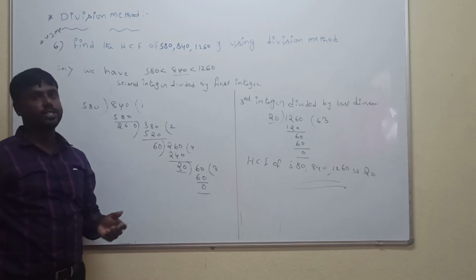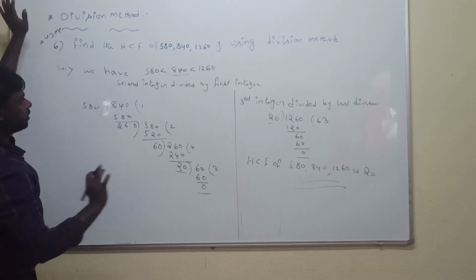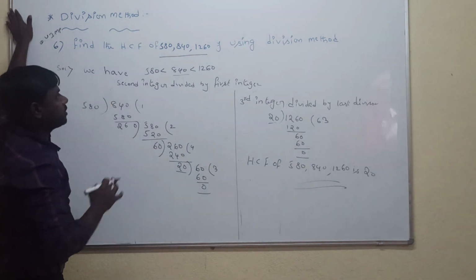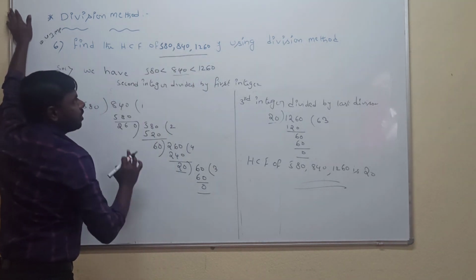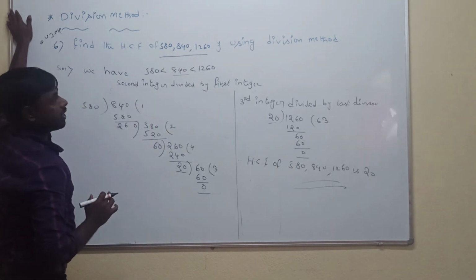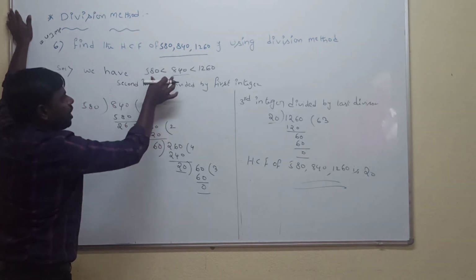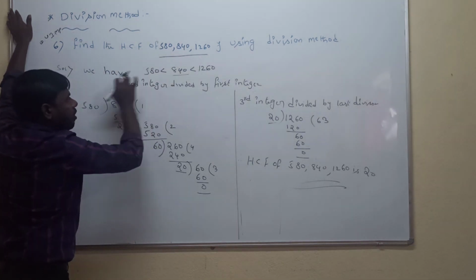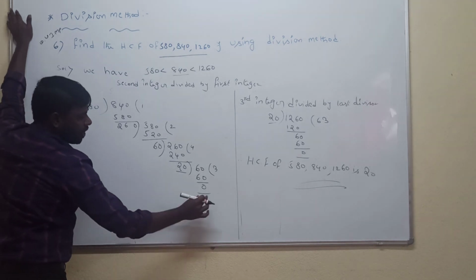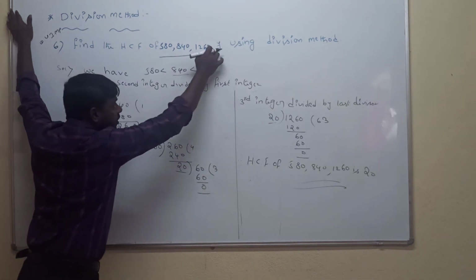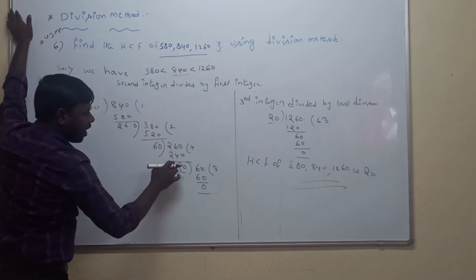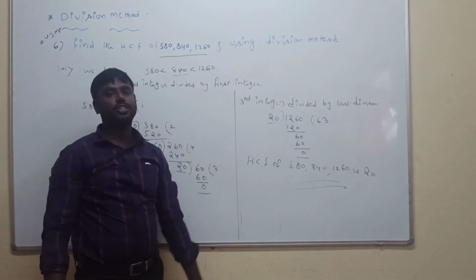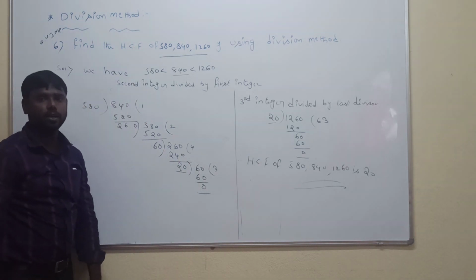Everyone understood? Clearly understood? Once again, repeat. How many numbers are given? Three numbers are given. One is 580, another is 840, the third number is 160. Not possible to divide all at once, so first take the first two numbers, second integer divided by the first integer. Finally, when remainder 0 is obtained, the last divisor divides the third integer. The final remainder 0 gives the last divisor, which is called HCF. Is that clear?